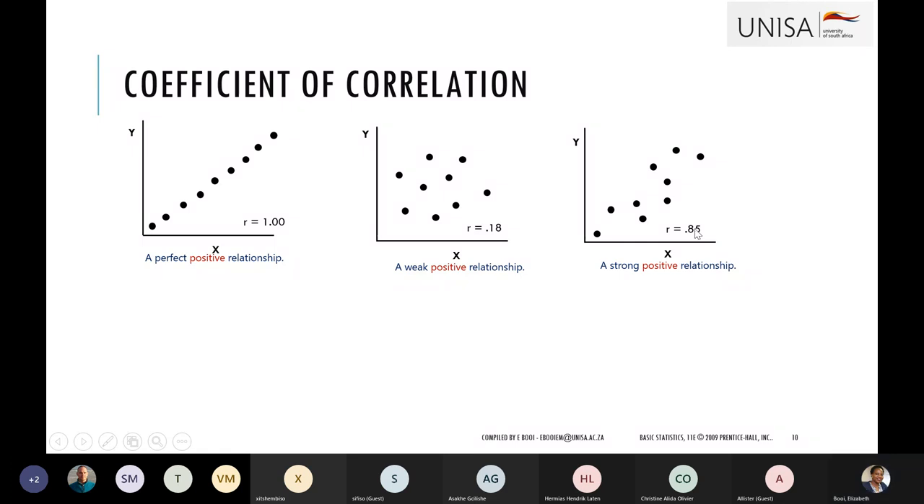On this one, the R on this graph is 0.85. As you can see, it clearly shows that when the values of X are increasing, the values of Y are also increasing, and this is a strong positive relationship as well. And this one, you can see that when the values of X are increasing, the values of Y are declining, and our R is negative 0.92. Therefore, this is a strong negative relationship.